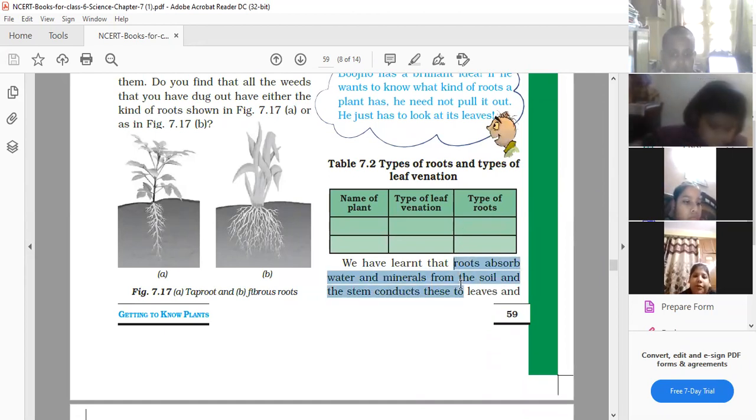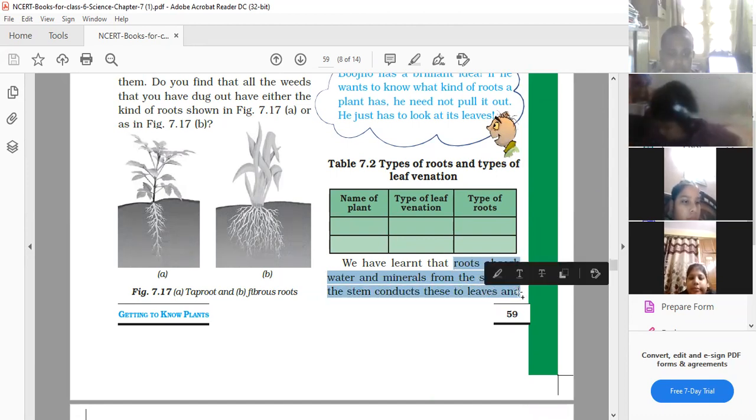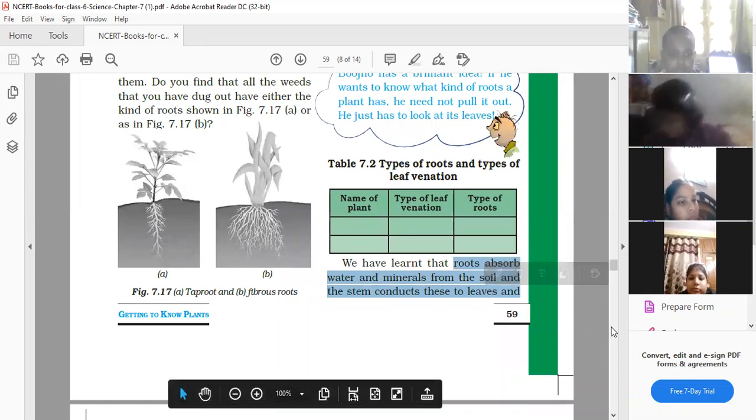So here one more function has been written. Roots absorb water and minerals from the soil, and the stem conducts this to the leaves. You may underline. These are the functions of roots.